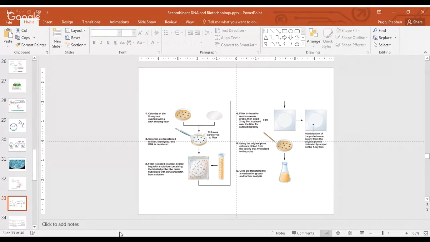So for instance, if we're looking to put the gene for the human protein insulin into a bacterial cell, we would create a probe based on the sequence of DNA for insulin, and use this technique to identify those colonies that have plasmids with that piece of human DNA inserted. And once we have, we can simply allow those cells to proliferate, and we can manipulate those cells so they'll transcribe and translate that human gene and produce insulin.